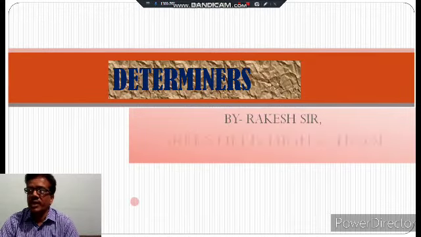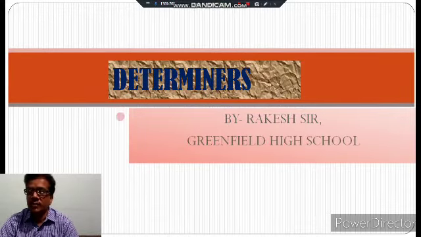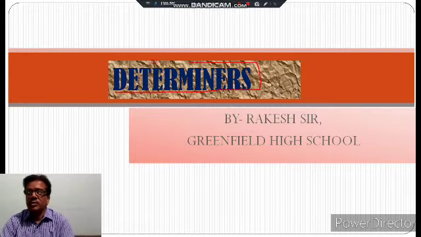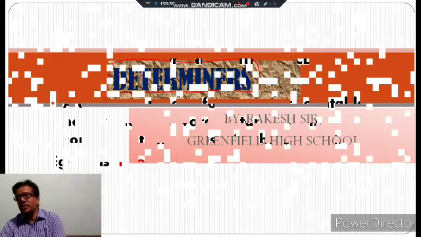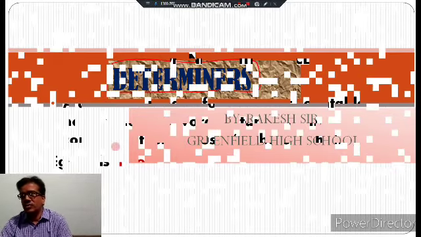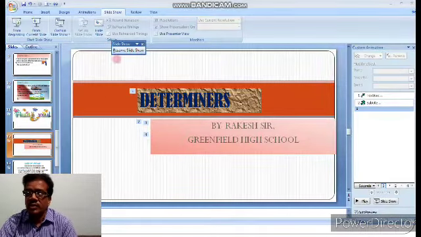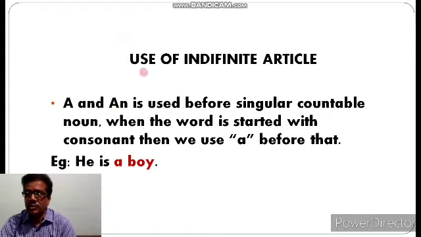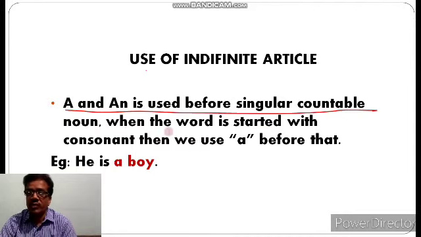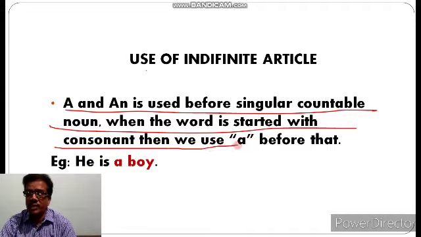In my previous class, I taught you the definition of determiners and the kinds of determiners. So today we have to know what the uses of determiners are. First, we have to know where a and an are used. A and an are used before a singular countable noun. When the word starts with a consonant, then we use a.